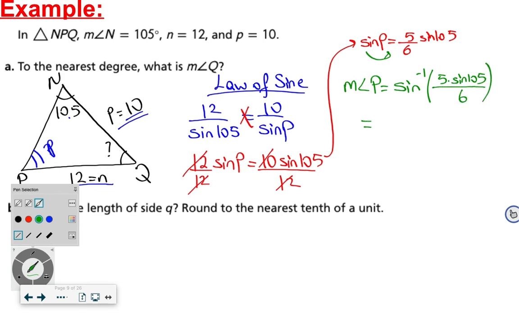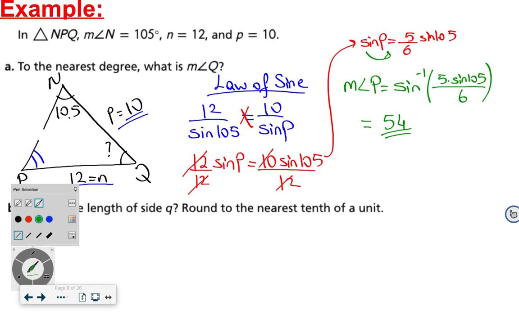You can use a graphing calculator. Let's do this. Arc sine of 5 times sine 105 over 6. Then you will get that this is going to be, because of the to the nearest degree, I am going to get 54. This is the measure of angle P.